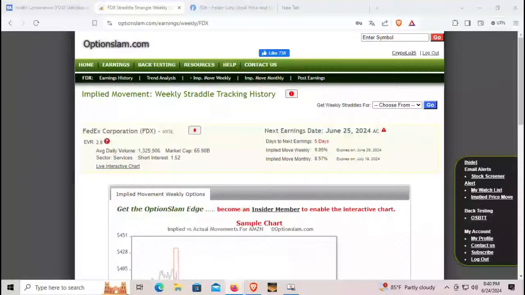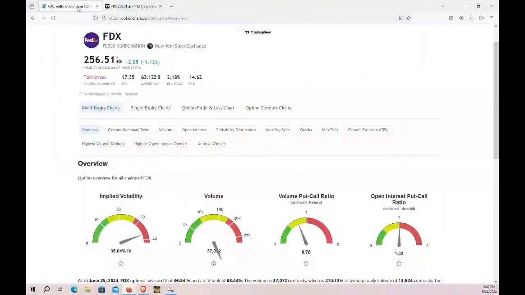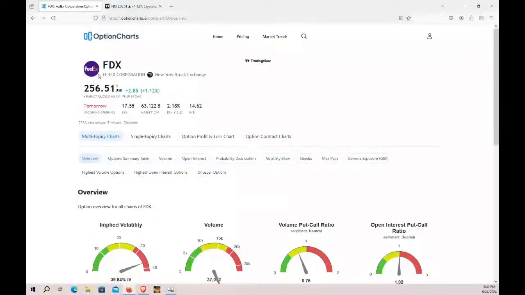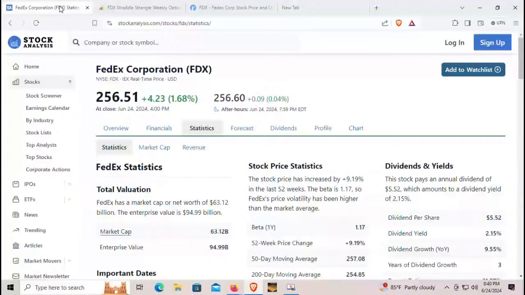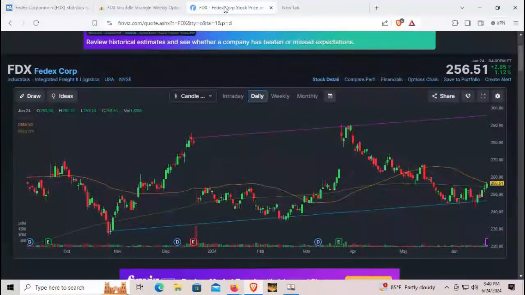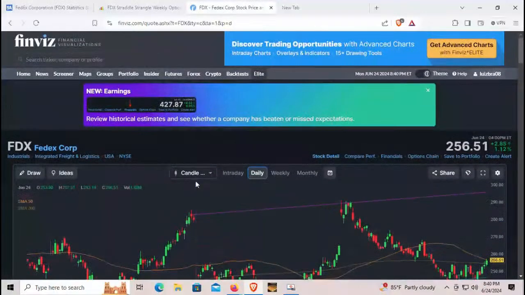Okay, so this is TradingView. This is optionslam.com. This one is optioncharts.com. This one is stockanalysis.com. And this one is Finviz, financial visualizations. So we have 3, 4, 5.